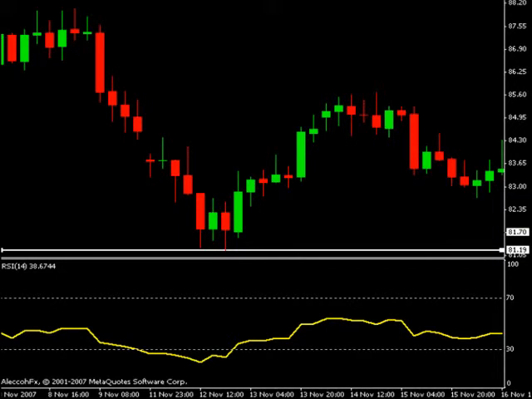In this case we can see the market reached a low as the RSI line dipped below the 30 level, and then once it crossed back above, this generated a trade signal to go long the market with protective stops placed below the recent lows.